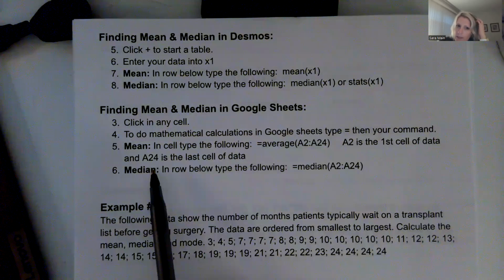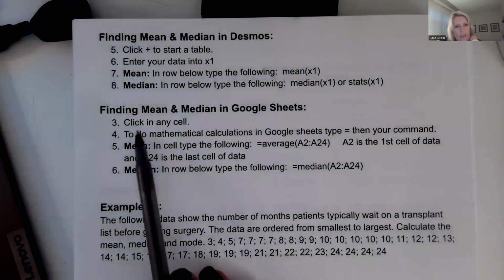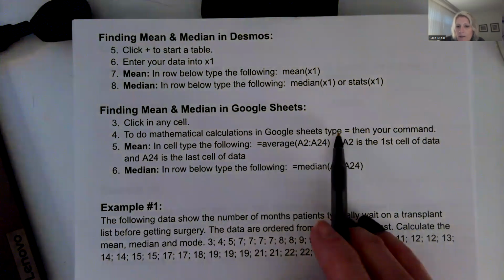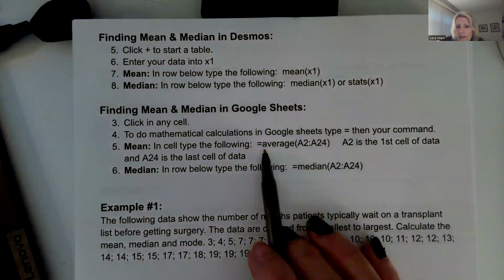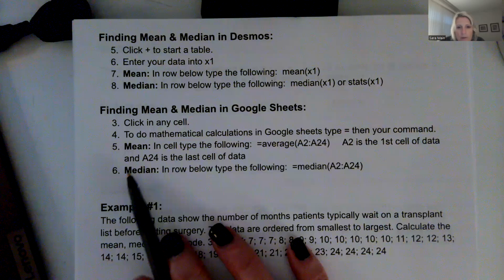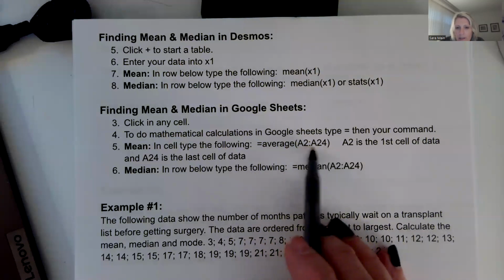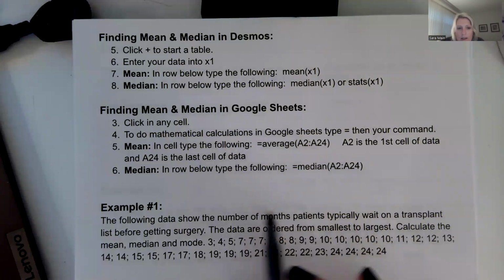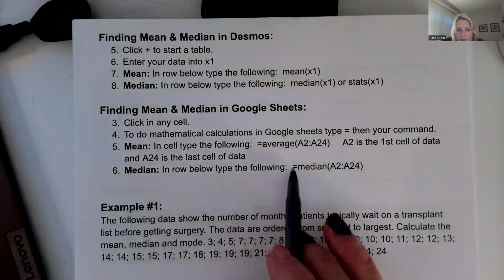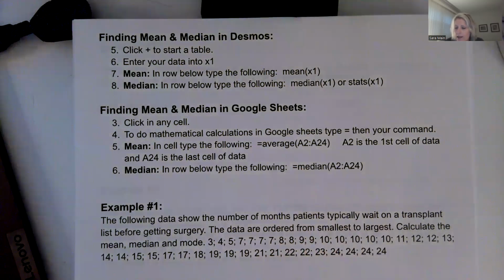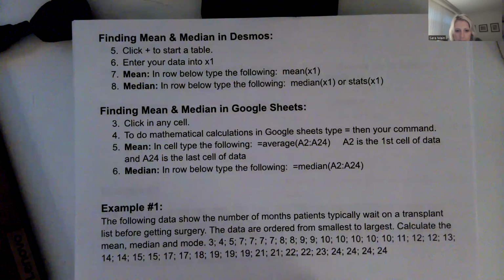Now, if you want to find the mean and median in Google Sheets, you're going to click on any cell. To do mathematical calculations in Google Sheets, you always have to use an equal sign first and then tell it the command. For the mean, it would be equal, then the word average, then parentheses, and then you tell it what cell to start at, so A2, and what cell to end at. The median would be similar, except we type equals, then median, and then the cell to start at and the cell to end at. And I will show you this.